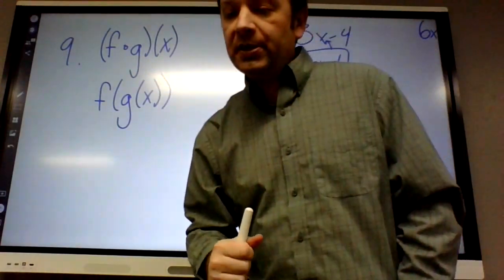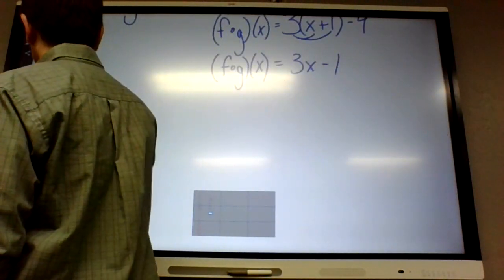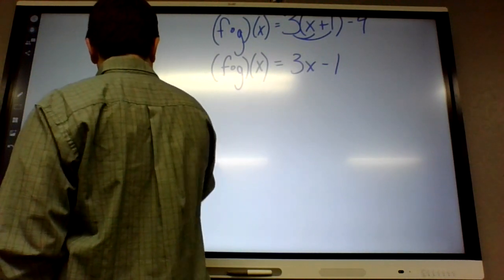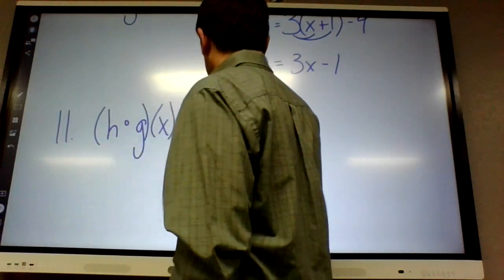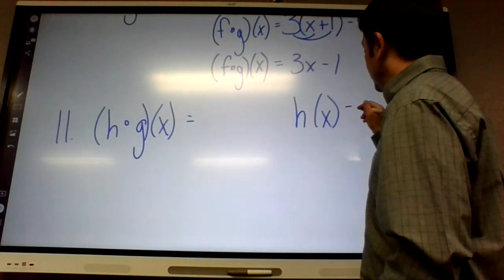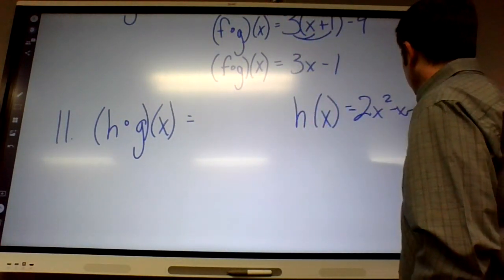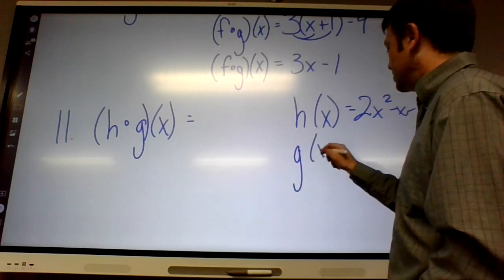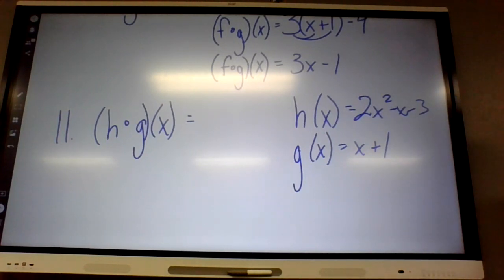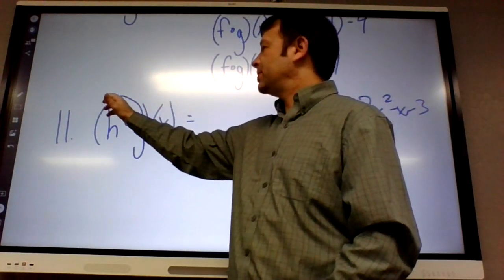Number 11, h of g of x. This one might be a mess. So, okay, I'll put it over here. h of x is 2x squared minus x minus 3. And g of x is x plus 1. Okay, now what did we put into what on this one? The g in the x place. Okay, the g is going to go into the h function.